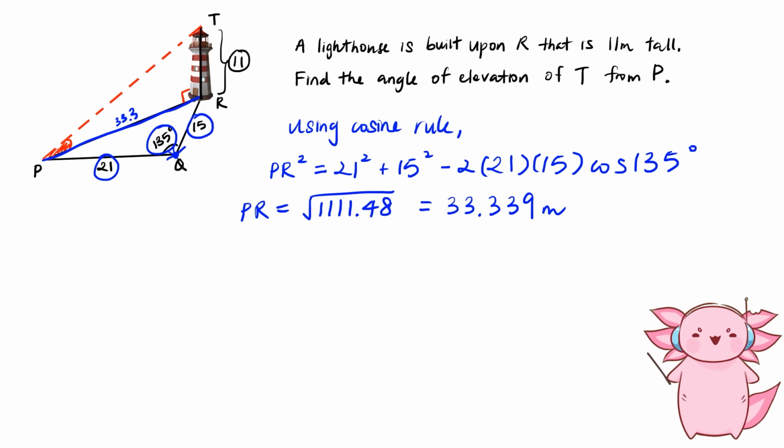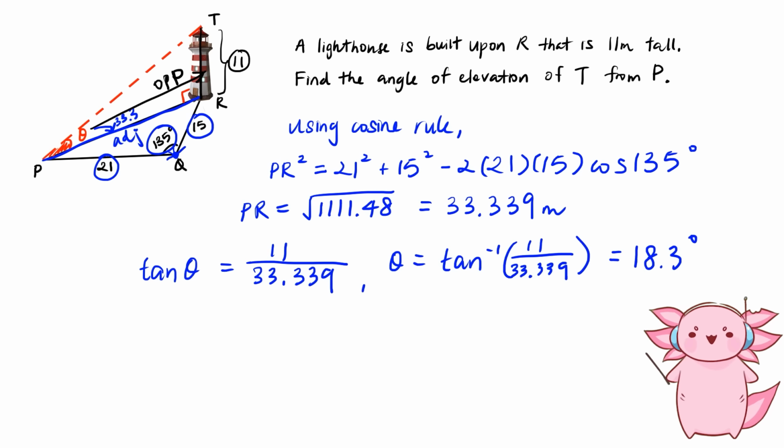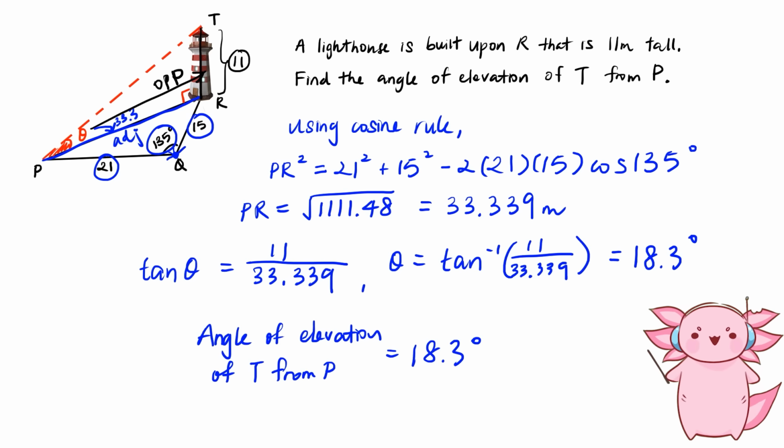Now because this length is 33.3, we can find the value of theta using trigonometry. So tangent theta is opposite over adjacent, and we can get the value of theta to be equal to 18.3 degrees.